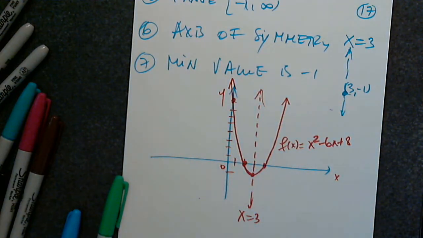So we determine the vertex way before we graph the function. The range way before we graph the function because we knew it has a minimum. The minimum value was negative 1, and it opened upward, of course. Is it clear why the range is negative 1 to infinity? Any questions?